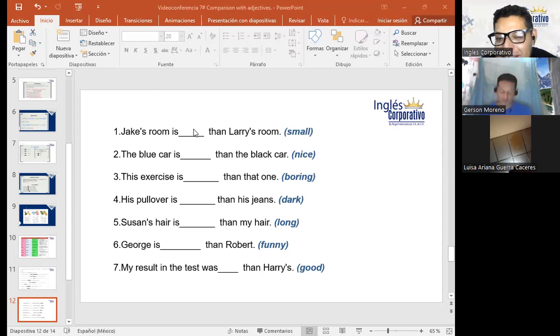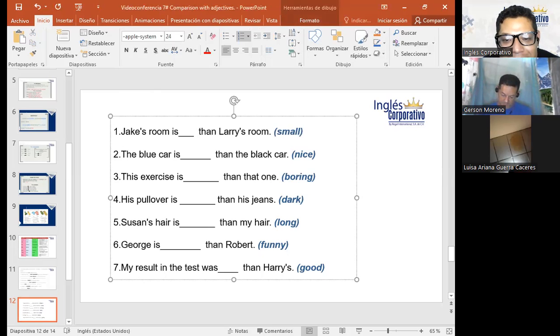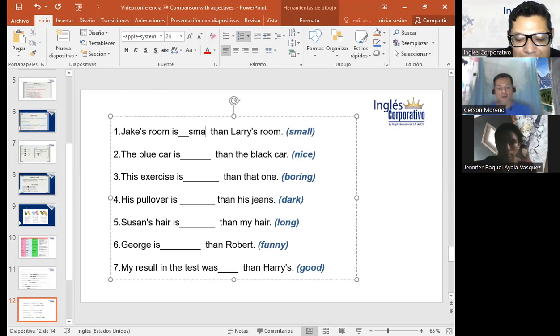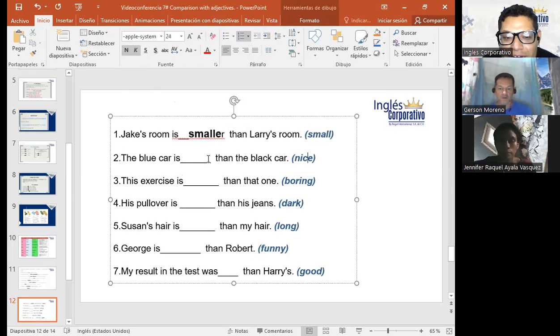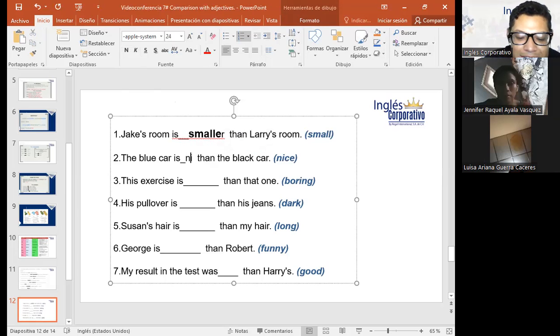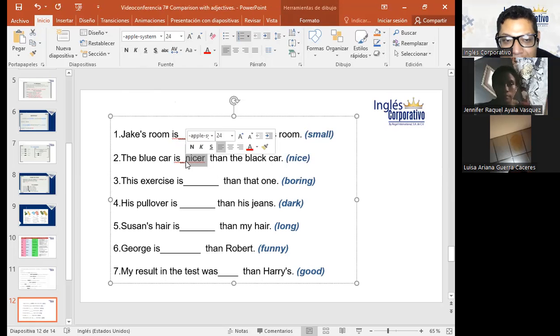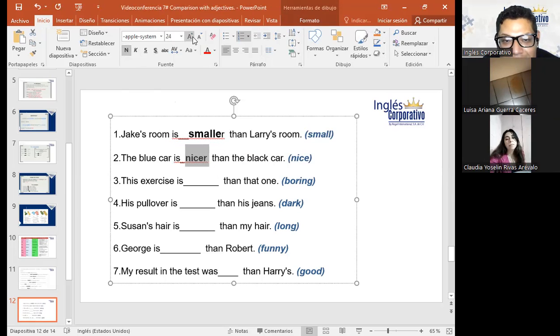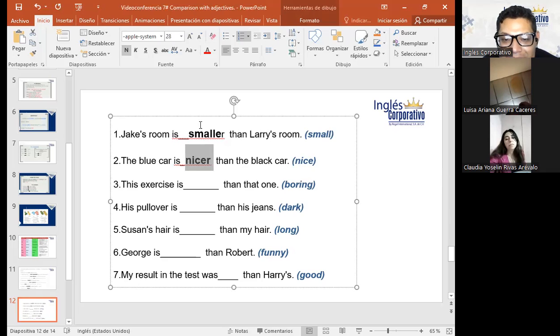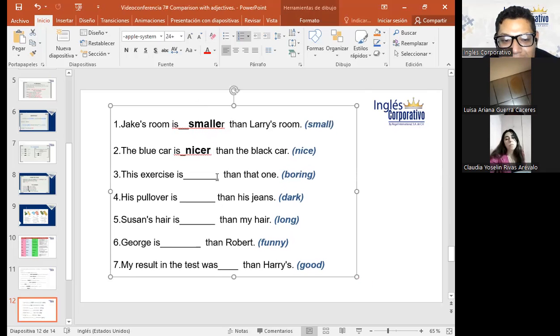Okay, let's see the examples here. Okay, so Jake's room is, what would be the comparative? Smaller. Smaller, right? So we can check here the example. We're talking about smaller. The blue car is, how was the blue car? Nicer. Yes, so look at that. Nicer than the black car. So we are comparing. The number three.